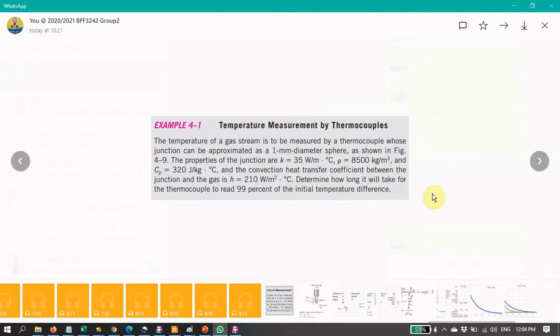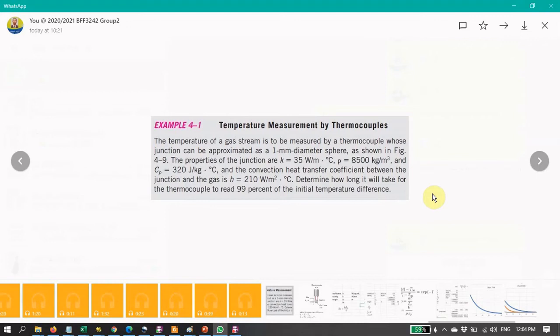So this welded part has a metal property, right? The thermal conductivity is 35 watt per meter degree Celsius, the density is 8,500 kilogram per meter cube, and the specific heat is 320 joule per kilogram degree Celsius. And we assume throughout the process until it reaches equilibrium with the surrounding fluid, right? The heat transfer coefficient does not change with time.